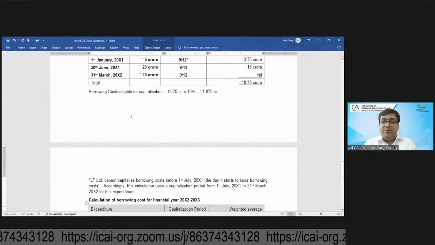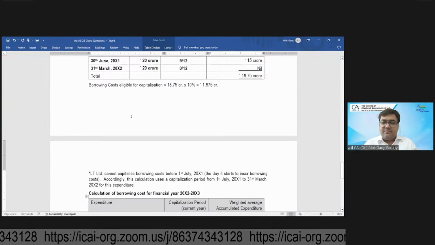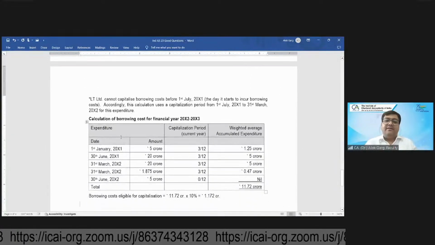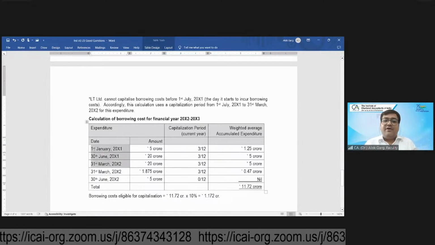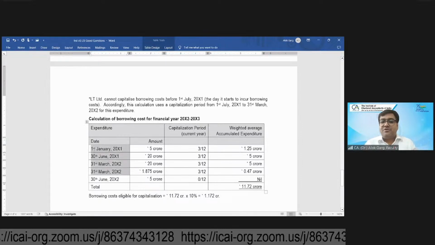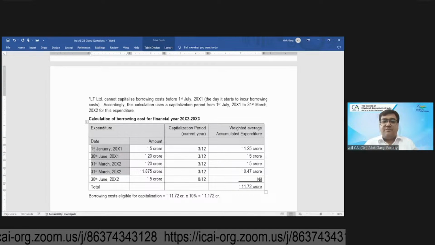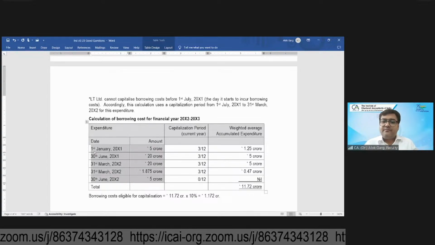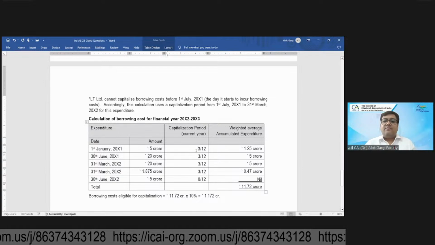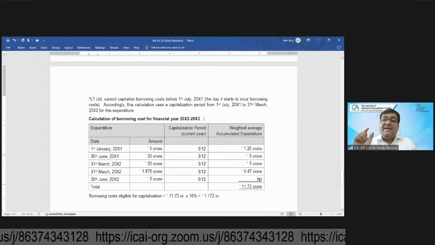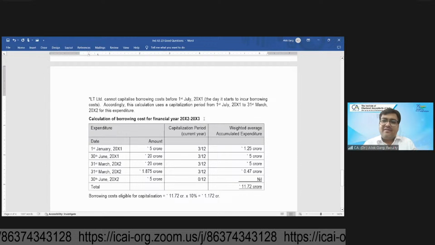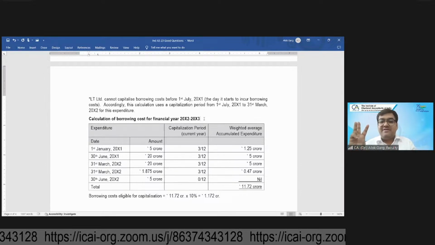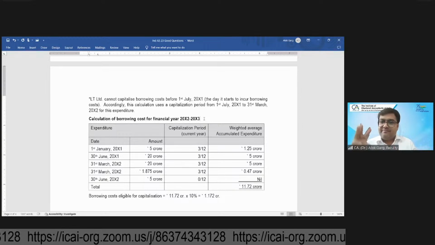Now I need to compute the capitalization value for 20X2-X3. Again, what is my total expenditure? 1st April to 30th June 20X2, correct? Now, what is my date of capitalization? 30th June 20X2 means only for 3 months. Only for 3 months. Correct?